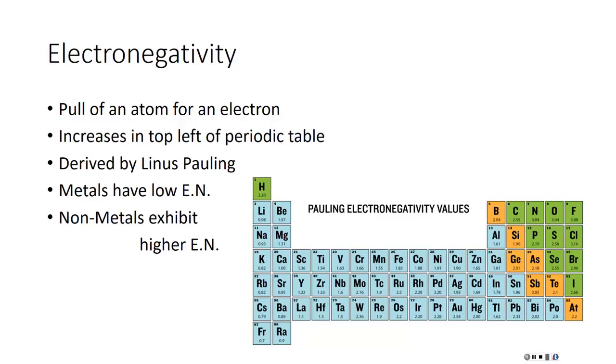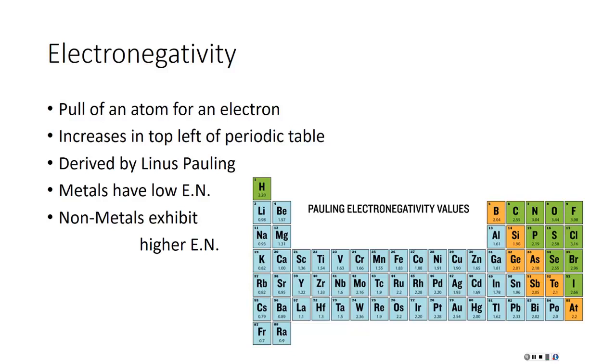Now, looking at this, you notice something very quickly. The elements on the left of the periodic table have a low electronegativity. They want to give up their electrons. These tend to be the metals in the periodic table. The other side, over here, has very high electronegativities. Those tend to be what we're going to call the nonmetals.